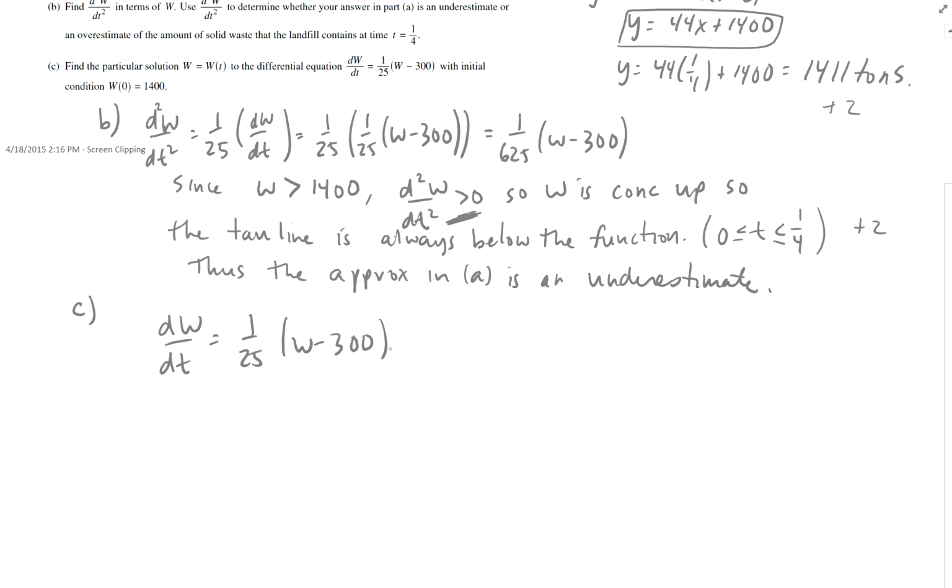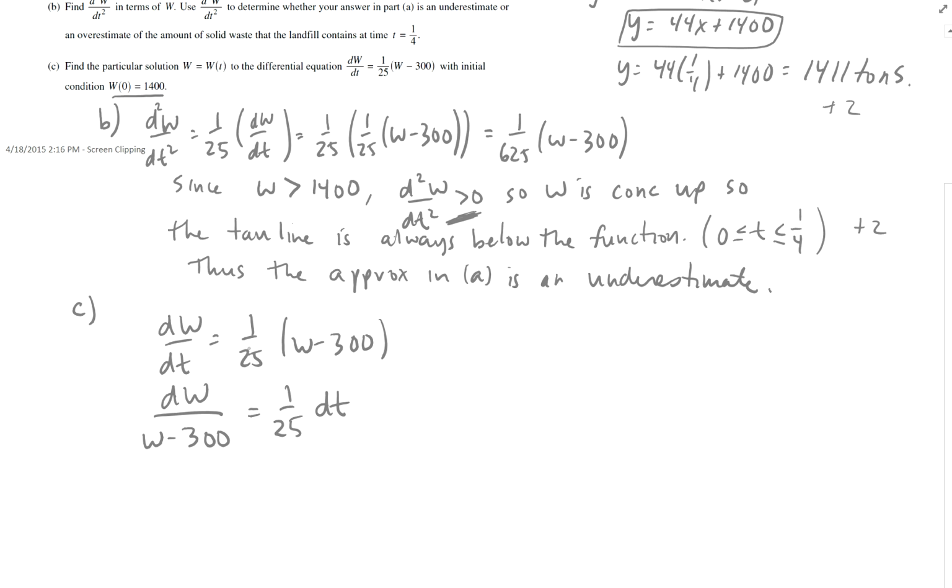So the question is, how in the world do you do this? I've got an initial condition right here. A few different ways to do this. Well, actually not really a few. You have to get the W's on one side and the T's on the other. So let's do dW over W minus 300, and I'm going to leave the 1/25 dt.